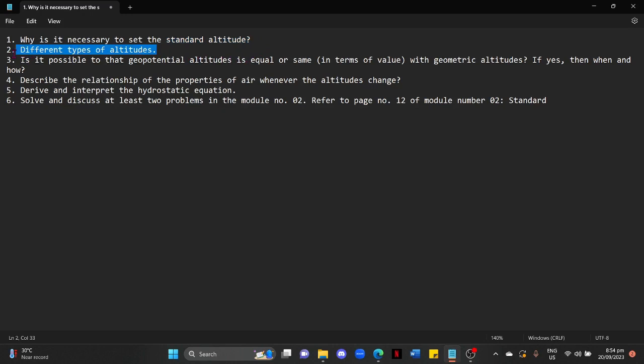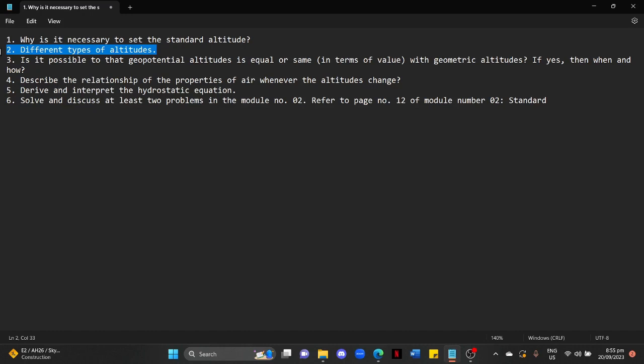For the next question, the different types of altitude. So basically, we have 6 types of altitude. That includes the geometric altitude, the geopotential altitude, and the absolute altitude. For the geometric altitude, it is the actual altitude from the sea level or from the ground. So let's say, for example, you are standing on the second floor and the measurement there is 5 feet. So you are standing 5 feet from the ground.